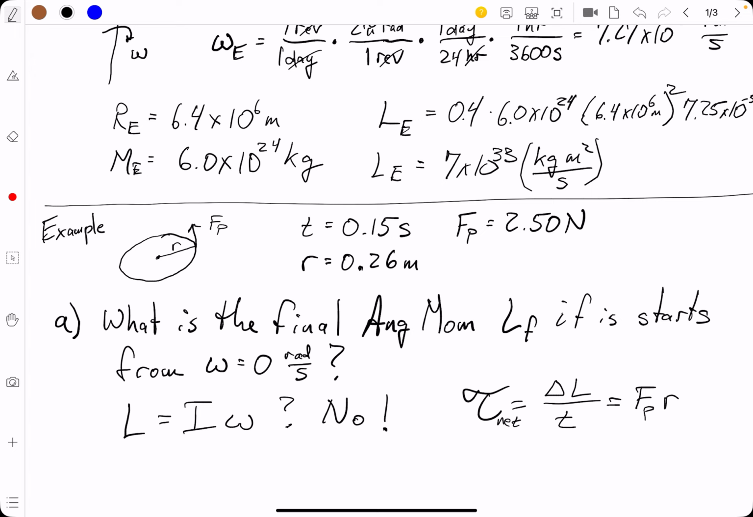Times the angle between them, sine of the angle between them, but that angle is 90 degrees, so we're going to multiply by 1, so we don't have to worry about it.